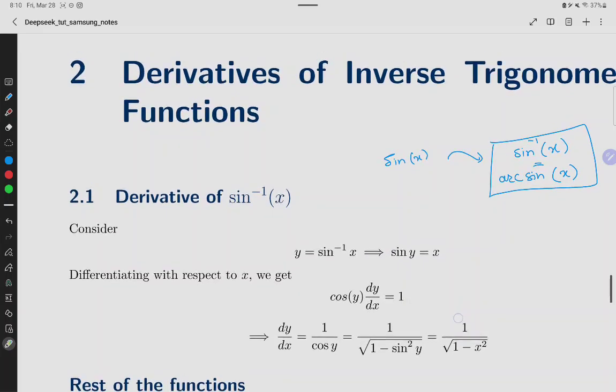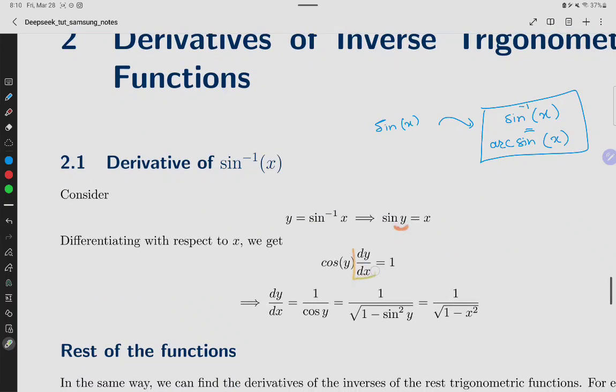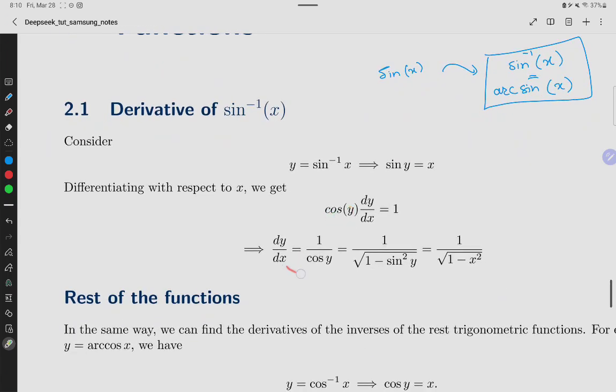Okay, now we need to find dy over dx. So what will we do? We'll differentiate this expression with respect to x, and the y term will give dy over dx, and the derivative of sine y is cos y, and the derivative of x with respect to x is 1, right? So this cos y will come here and will be divided, and now we'll use the Pythagorean identity, which is sine square x plus cos square x is equal to 1, because we have cos y and we want to write it in terms of sine, because we know the value of sine y.